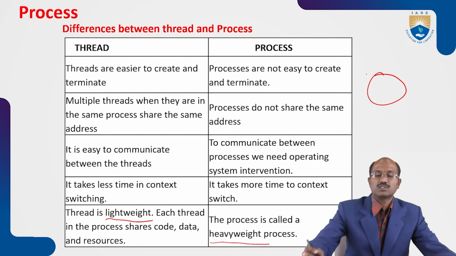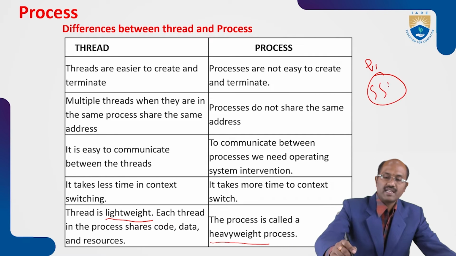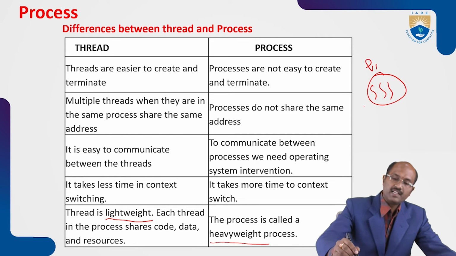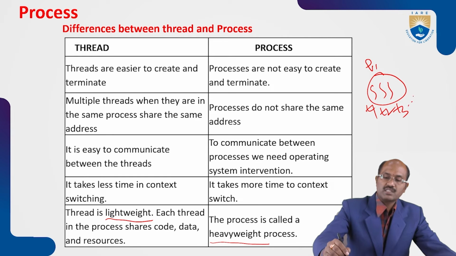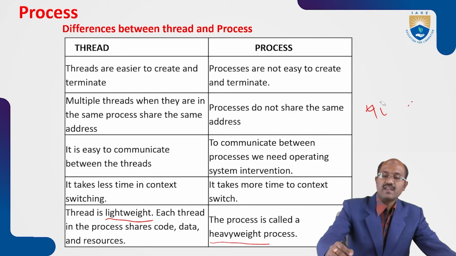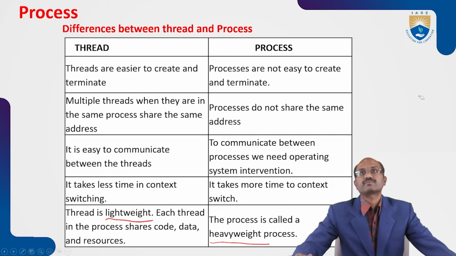Suppose this is a process, let me take process P1. This process P1 has many threads like this. The process consists of threads. Let me take this as thread T1, this as thread T2, and let me take T3. A process consists of n number of threads, T1, T2 and so on up to Tn. So that's why process is heavyweight, while thread is lightweight.